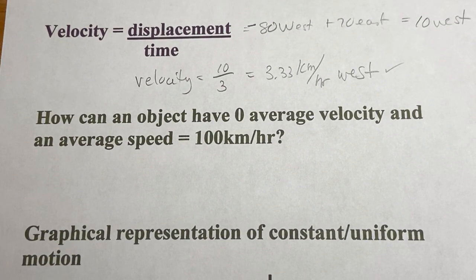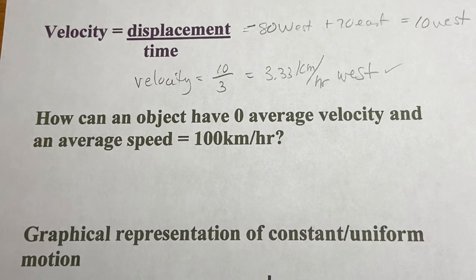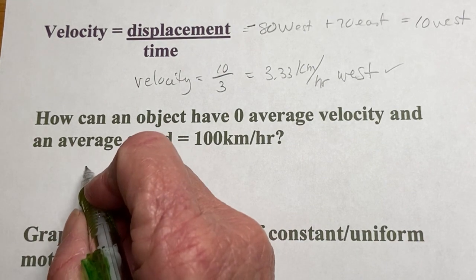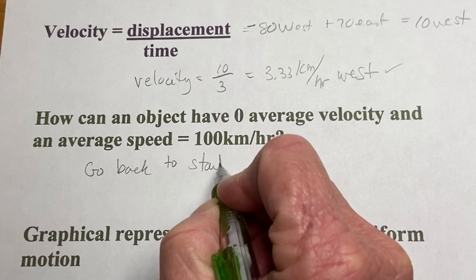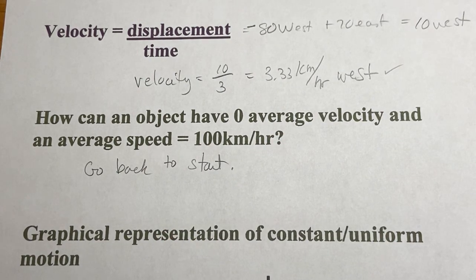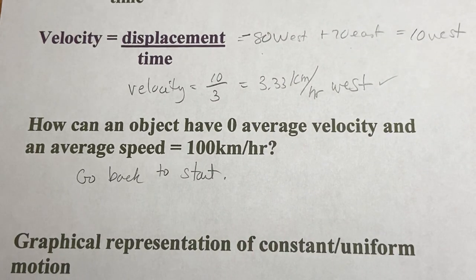So here's a question. How can I have 0 average velocity and still an average speed of 100 kilometers per hour? So think about it for a second. I can speed at 100 kilometers per hour, which is about 63 miles per hour. But how can I have 0 velocity? So that only works if we go back to the start. You can speed all day, but if you technically go back where the two distances cancel, you'll have a 0 average velocity.